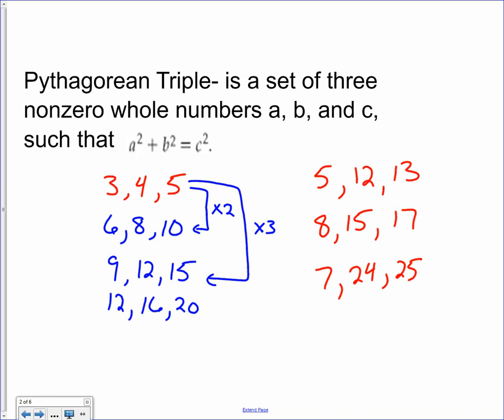I guess the last important thing here to point out is that these have to be whole numbers. So just because three numbers fit a squared plus b squared equals c squared does not make them a Pythagorean triple. They have to be numbers that don't have decimals.